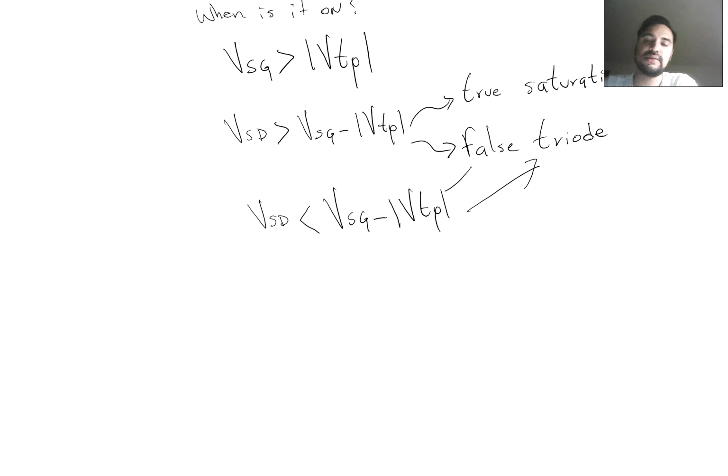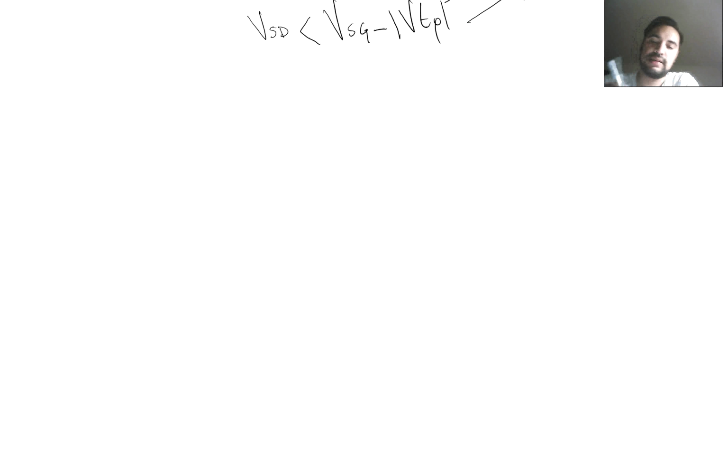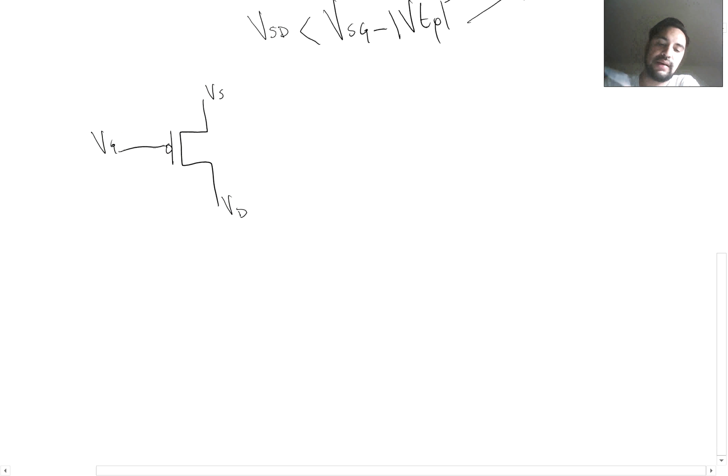Okay, so let's start with an example. Let's say they give us a PMOS transistor. We have the source, we have the drain, and we have the gate right here. Let's say that they tell us the VS is a positive 6 volts. So when is it on?